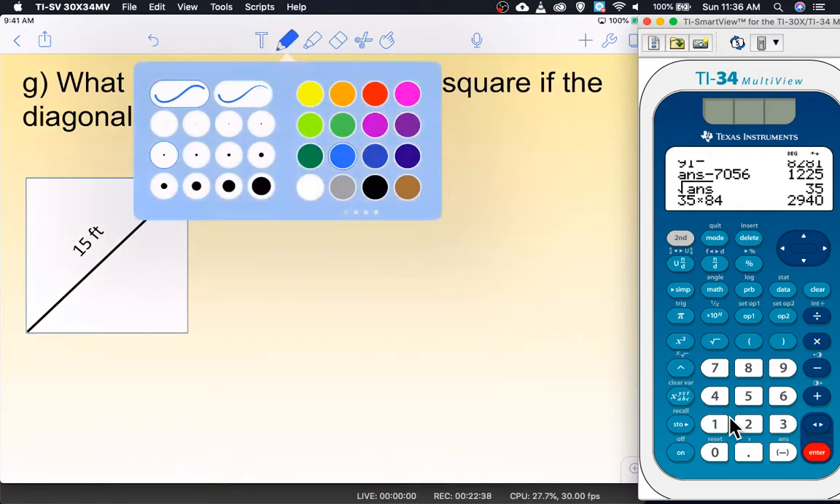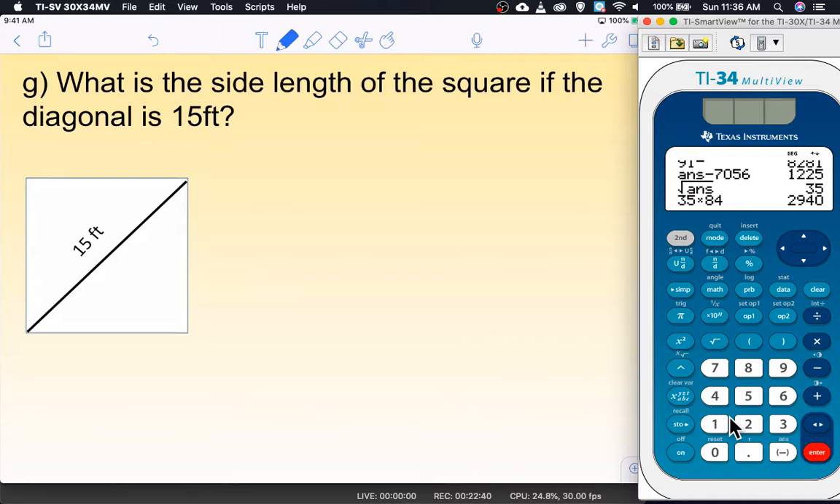Letter G. What is the side length of a square if the diagonal is 15 feet? So I want to know that distance. How far is that? Things we know. We know this is a right angle because it's a square. Squares have right angles in the corners.